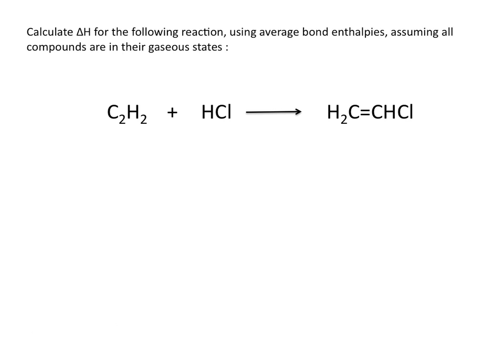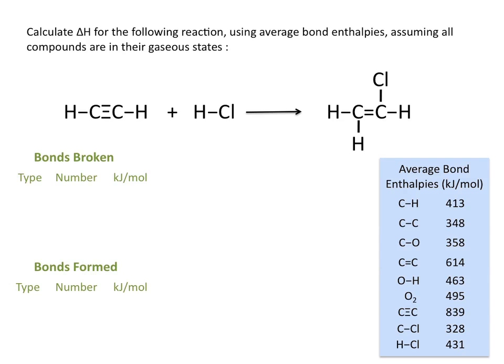Let's try another example. Calculate delta H for the following reaction using average bond enthalpies and assuming all compounds are in their gaseous states. Again, the first thing you need to do is to draw out the structures of each of the molecules. Sometimes the structures of the molecules will be given to you, and sometimes you will have to draw them yourself using your knowledge of drawing Lewis structures. Then we can set up our chart again, keeping track of the bonds broken and the bonds formed.